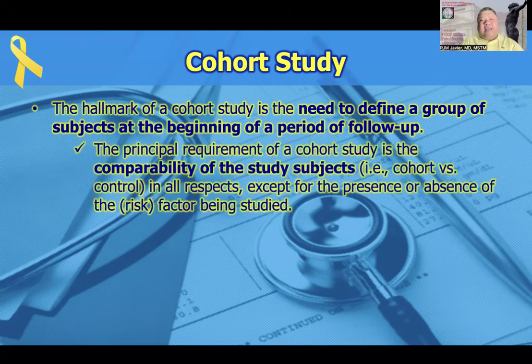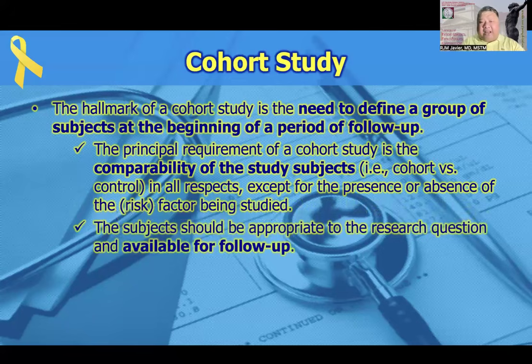Let me reiterate that the principal requirement of a cohort study is the comparability of the study subjects, meaning to say, in terms of social demographic profile or medical profile, they are very much the same, except for the presence or absence of the risk factor being studied. And because there is a need for follow up, this is often forward looking in time. There may be the issue of attrition or loss to follow up.